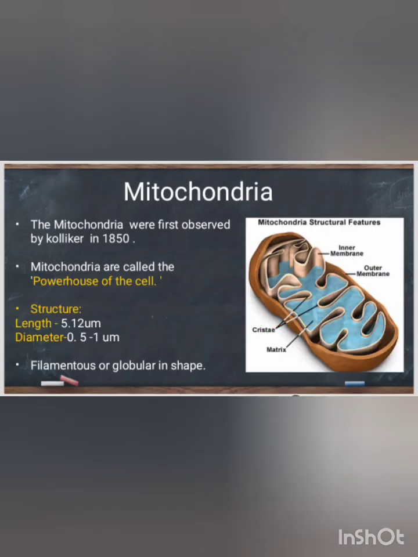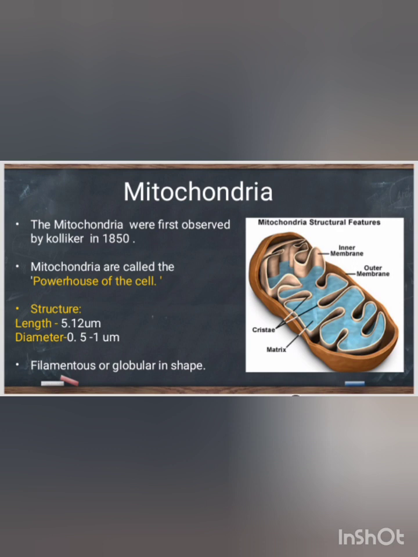Mitochondria was first discovered by Kolliker in 1850. Each cell requires energy, and this energy is produced by mitochondria. The outer membrane is porous and the inner membrane is deeply folded. These folds are called cristae. The inner cavity is filled with proteinaceous gel-like matrix containing ribosomes, phosphate granules and DNA. Therefore, it can produce its own proteins.